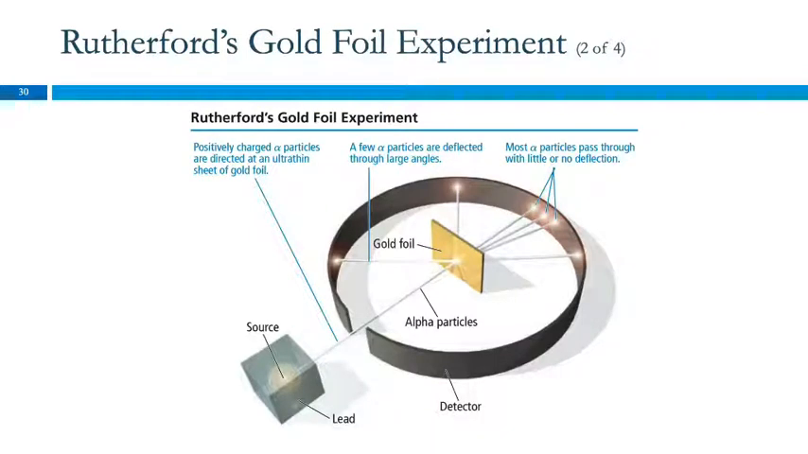So here's a schematic of the setup. Here we've got our source of alpha particles shooting this beam of positively charged particles to this really thin gold foil. And then there's this detector set up around so that we can see where they end up. Most of the particles did go through the foil, and that was expected. But some of them were deflected, essentially bounced back. And that was not expected.